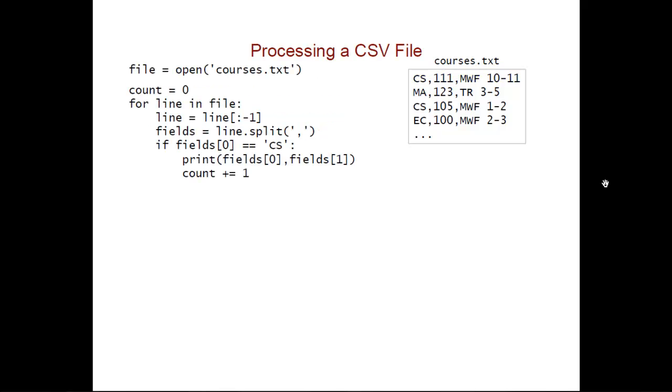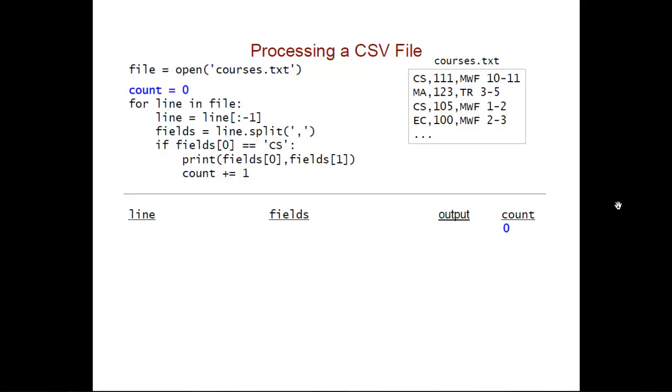So here's some code for processing courses.txt. We start by opening up a connection and getting a file handle. This time I'm using the variable file for my file handle. And what the rest of this code is going to do is go through the file line by line and count how many CS courses there are. It's also going to print out the name of any CS course that it encounters.